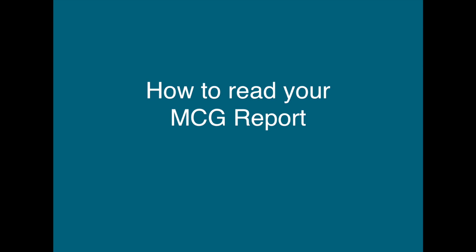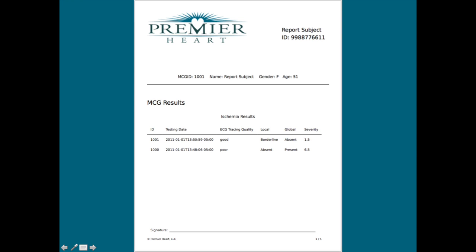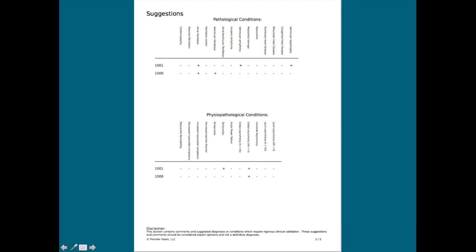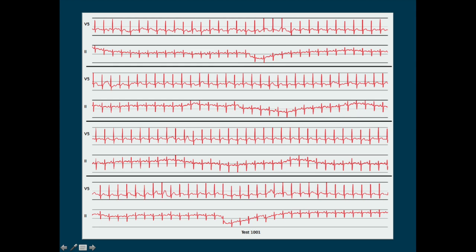In this video, we will guide you through the process of understanding and interpreting your MCG report. The report itself contains several pages which we will go over in detail. The main page contains a summary of the patient's information as well as their primary test results. The secondary page contains suggested comorbidities or standalone diagnosis based on the MCG's analysis, and the remaining pages contain the full ECG tracing chart that was used for each test's analysis.